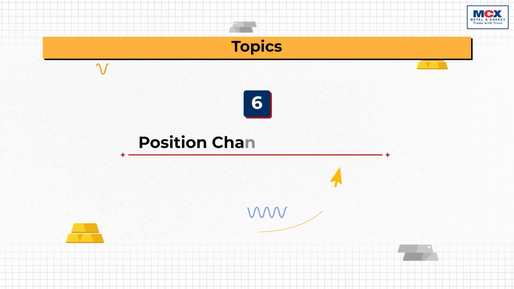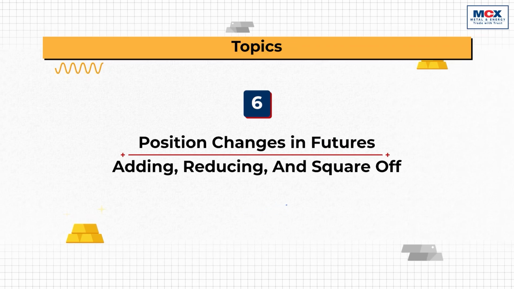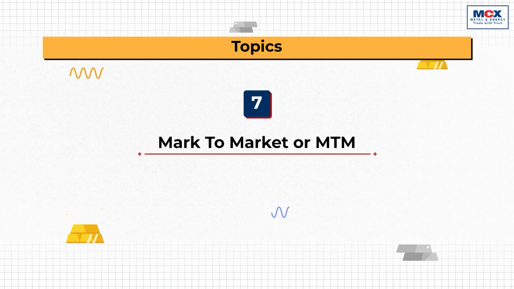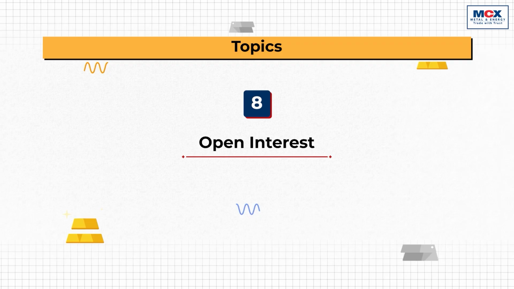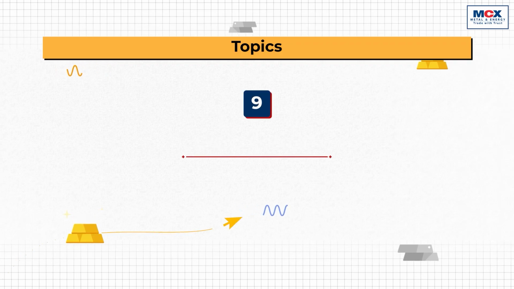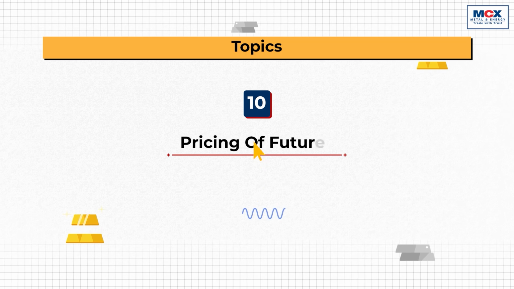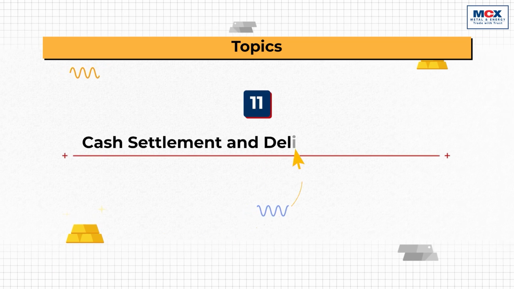6. Position changes in futures, adding, reducing and square off. 7. Mark to market or MTM. 8. Open interest. 9. Rollovers. 10. Pricing of futures. 11. Cash settlement and delivery settlement.